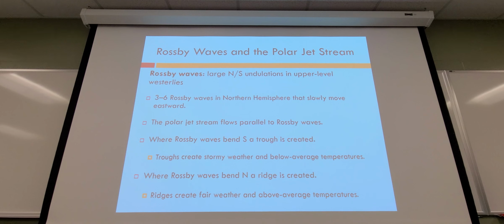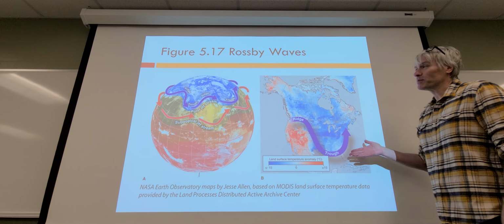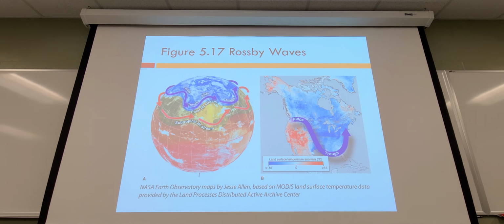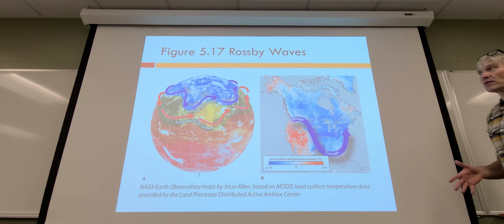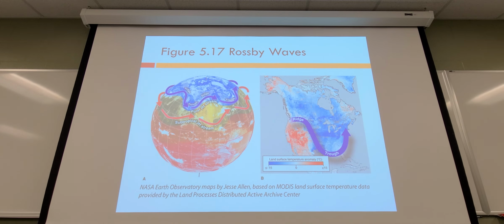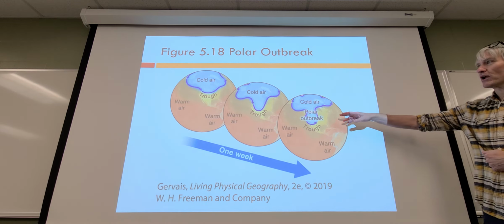Rossby waves are important because very often what they will cause in weather is that the polar vortex of air goes down even further than it normally does, and for a longer period of time, right? And so when that happens to us here, that's what's going on. The term they use is polar outbreak.